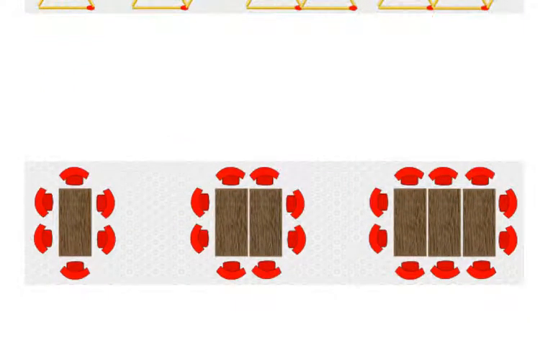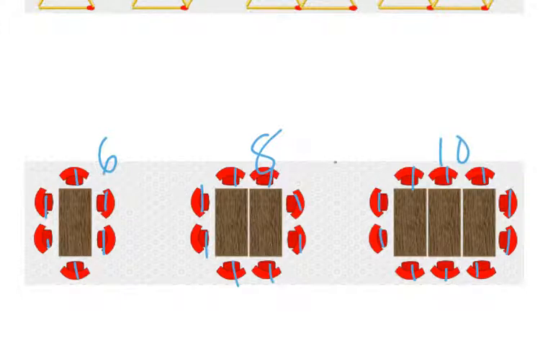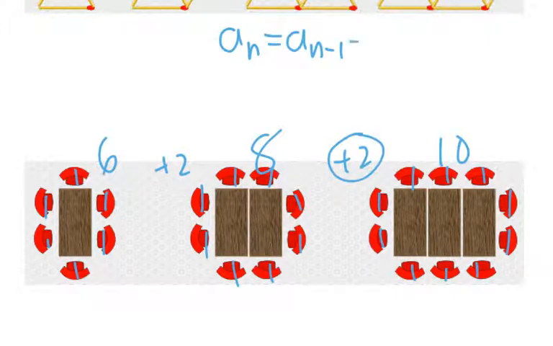In this case, we're looking at the number of chairs. In our first configuration, we have 4, 5, 6 chairs. Then we have 1, 2, 3, 4, 5, 6, 7, 8 chairs. Then 1, 2, 3, 4, 5, 6, 7, 8, 9, 10 chairs. Again, our growth is adding 2. So I know a sub n equals a sub n minus 1, and for my growth, I put a plus 2 on it.